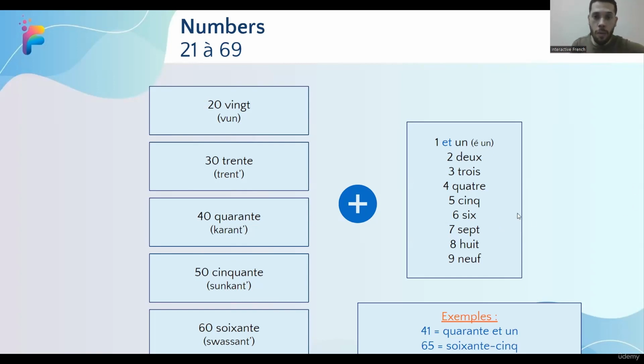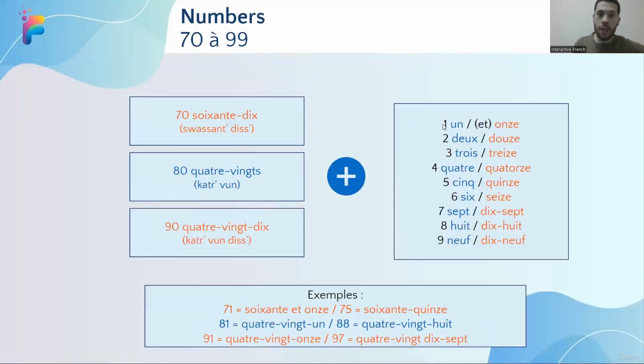Let's now move on to the numbers from 70 to 99. So there it gets a little more complicated. All right? So here you have to know your numbers from 11 to 19. You'll see why. So basically, in French from France, we do not have a word for 70. Instead, what we say is 70, which basically stands for 60 plus 10.